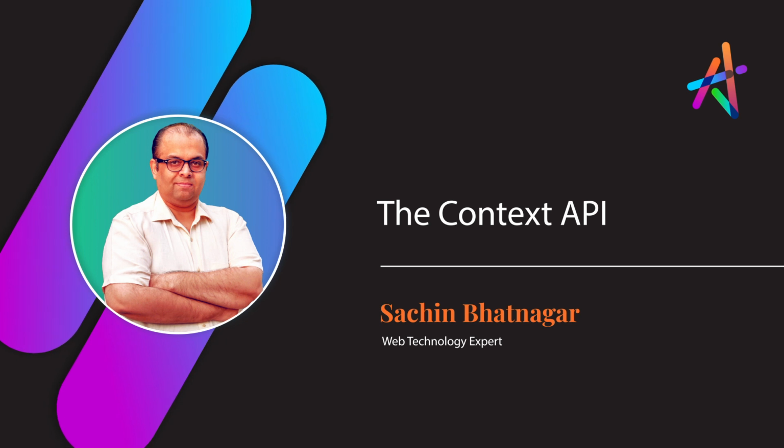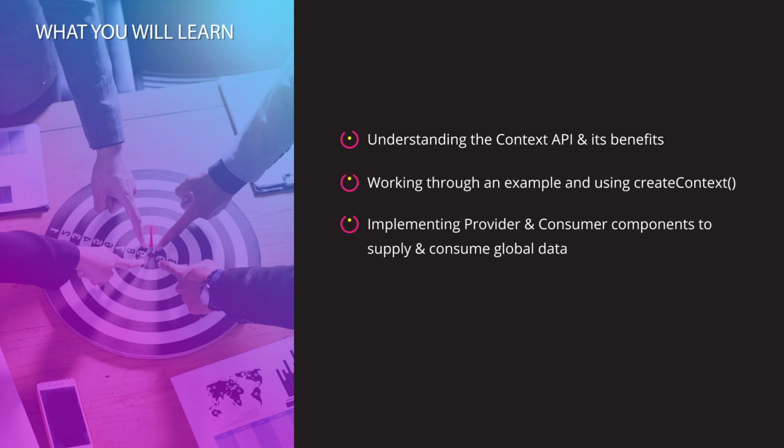In this video, we'll discover the Context API, which offers us an amazing way to share globally available data with child components without the need for implementing props. Once we understand this concept, we'll refactor the application we saw in the previous video and use the createContext function to create a context, after which we'll create provider and consumer components to supply and consume global data.